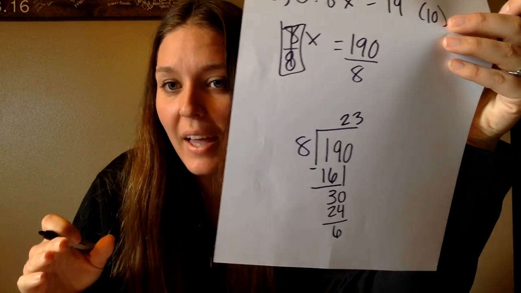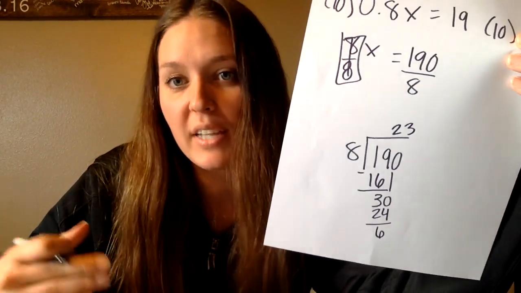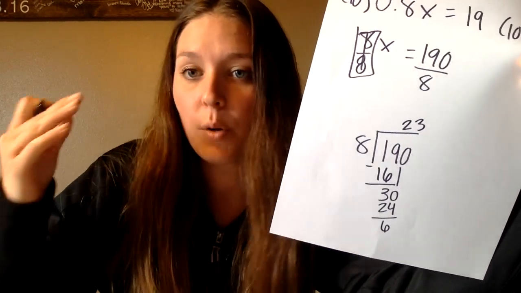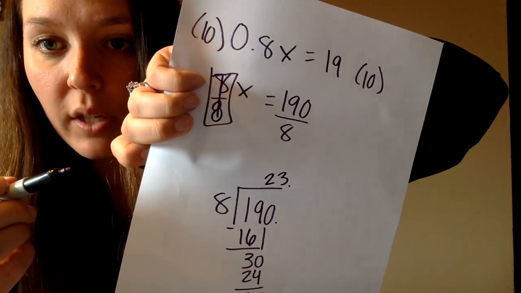And then 3 times 8 is 24. We have 6 left over. In the past you've written remainder 6, but we're past that. We know that we're going to take those 6, remember cheese sticks, and break them up into tenths. So I'm going to put a decimal place in both the 0.9 and above in the 23, and I'm going to bring down a 0.